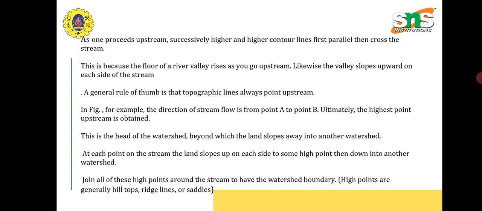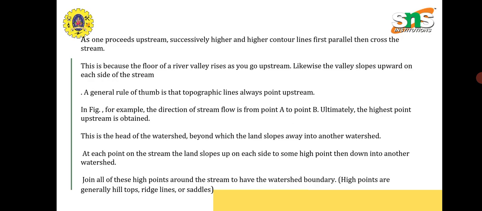How to delineate the watershed? In the case of upstream, successively higher and higher contour lines first run parallel to and then cross the stream. This is because the floor of a river valley rises as you go upstream. The general rule of thumb is that topographic lines always point upstream. For example, the direction of stream flow is from point A to B. The highest point upstream is the head of the watershed, beyond which the land slopes away into another watershed.